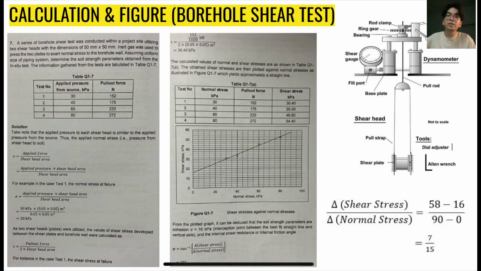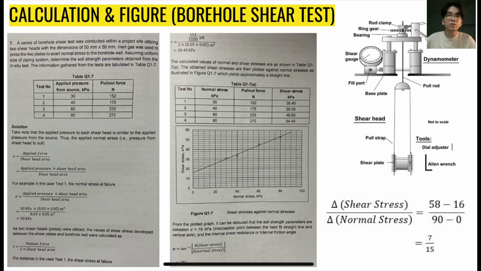As two shear head plates were utilized, the values of shear stress developed between the shear plates and borehole were calculated as tau is equal to pull-out force over 2 times shear head area. So we just insert the value, which is our pull-out force, 152 over 1000 kilonewton, over 2 times the dimension, and the answer will be given.